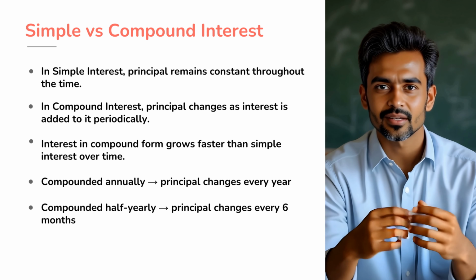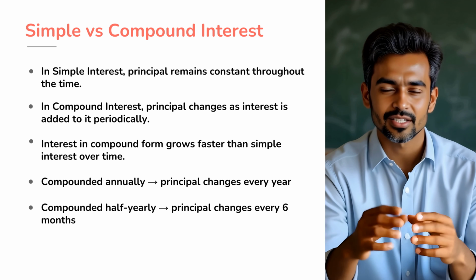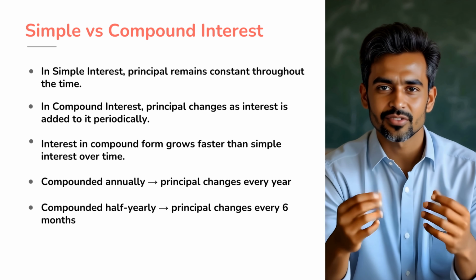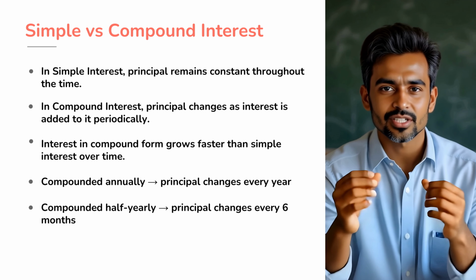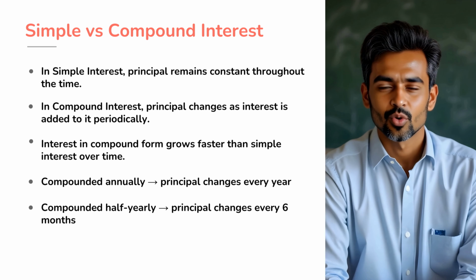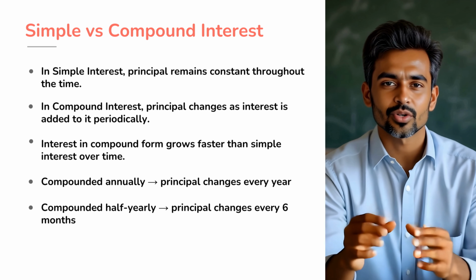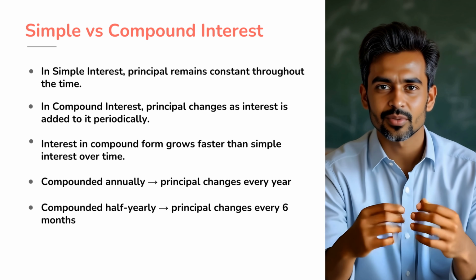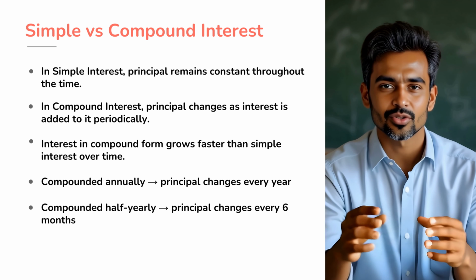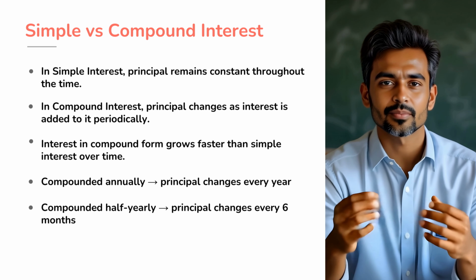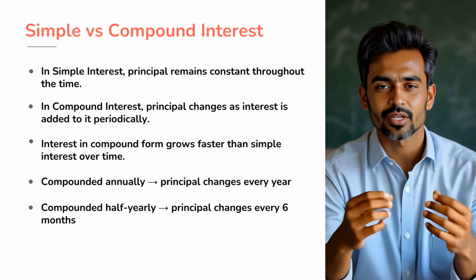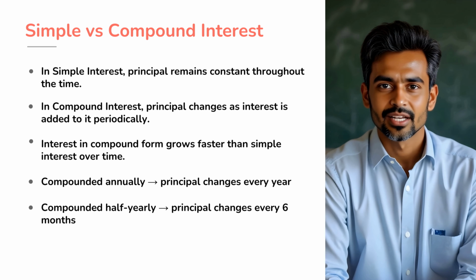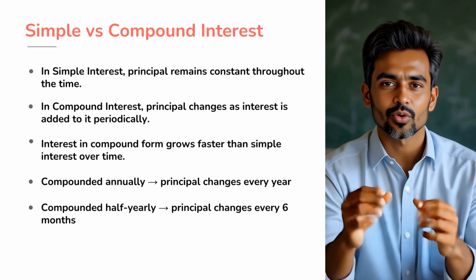In simple interest, the principal stays constant throughout the entire duration. In compound interest, the principal is revised after each compounding period because the interest is added to it. So over time, compound interest becomes more than simple interest. It grows rapidly and is better for long-term gains, like in recurring deposits, mutual funds, or EMIs. Also remember, if you're borrowing money, compound interest means you'll be paying more. If you're saving money, compound interest means you'll be earning more.